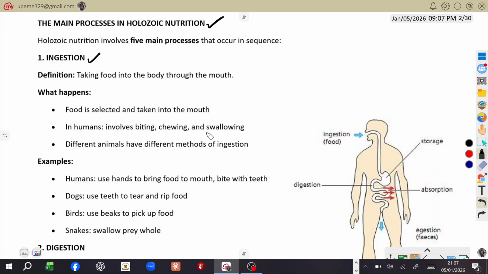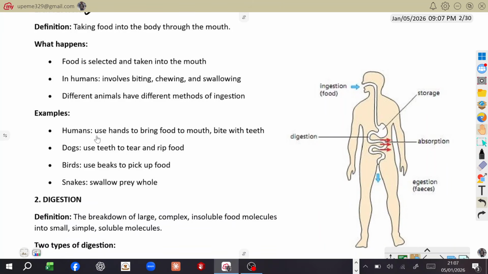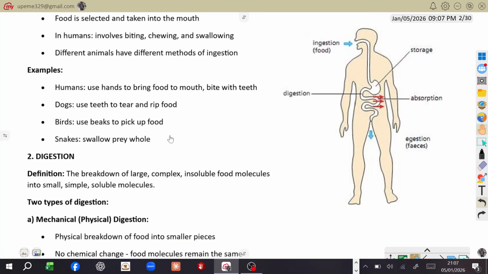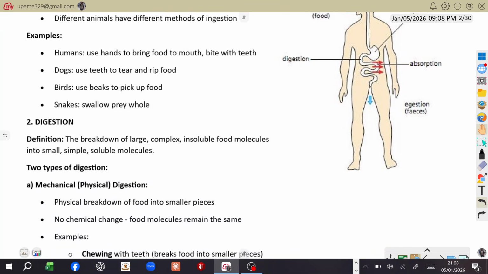Different animals have different methods of ingestion. Humans use hands to bring food to the mouth, bite and eat. Dogs use teeth to tear and rip food. Birds use beaks to pick up food. Snakes swallow prey whole. All these are different ways in which animals ingest their food. After ingestion, as the first process, we come to the next process, number 2, called digestion.